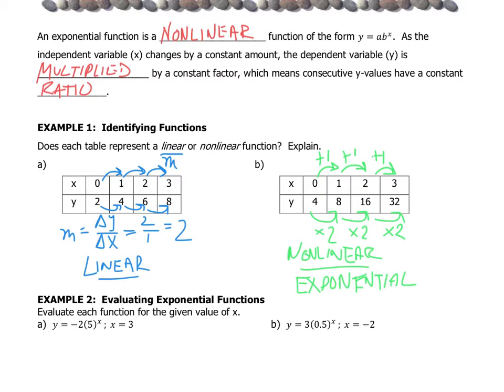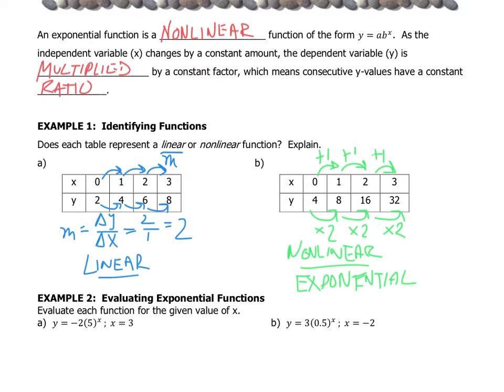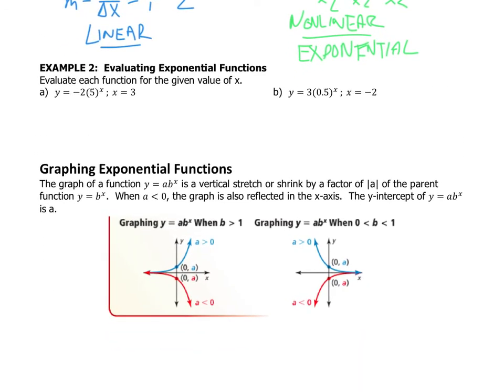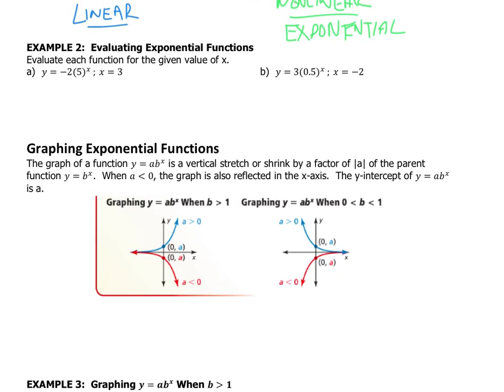Okay. Now evaluating exponential functions. So evaluate each function for the given value of x. So the x we're given here is the number 3. So I'm just going to basically plug this in to figure out what comes out. So y equals negative 2 times 5 raised to the third. Now we've got to think about our order of operations, our GEMDAS. So the first thing I need to do is take care of the exponent. So 5 to the third power.